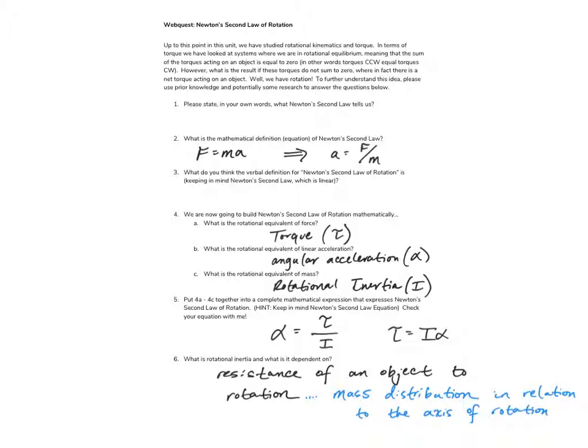They brought their mass closer to the axis of rotation, therefore decreasing their rotational inertia. I encourage you to keep that example in your mind to help you manipulate this idea of rotational inertia and what it means in terms of an object's rotation.